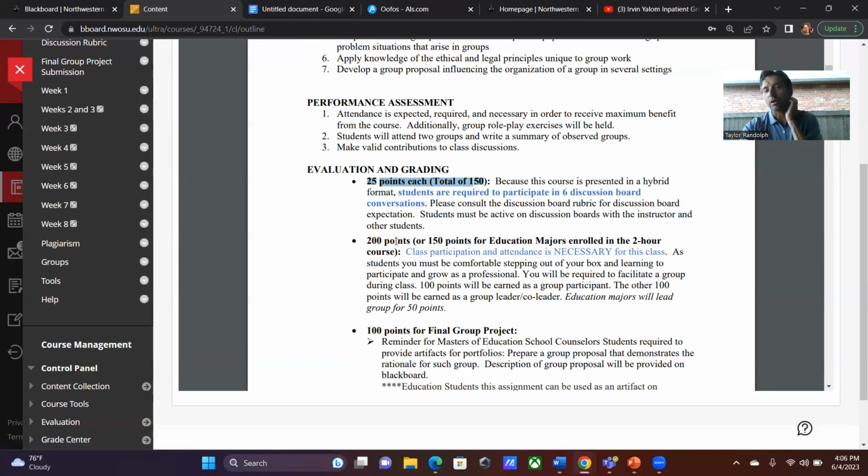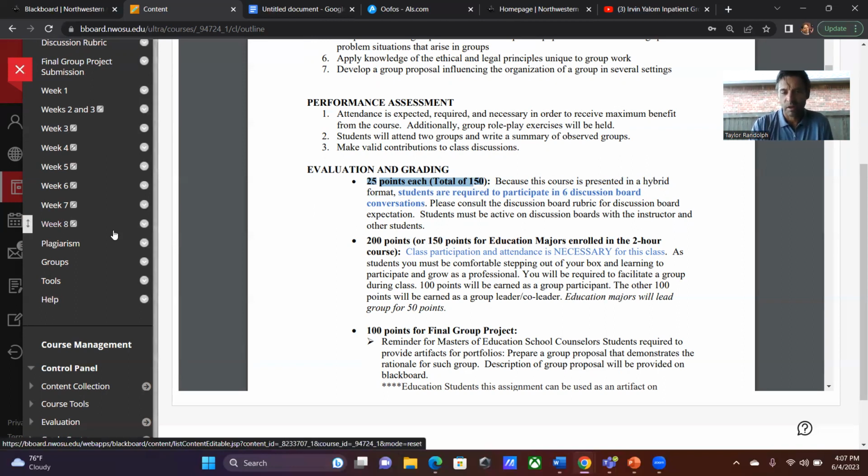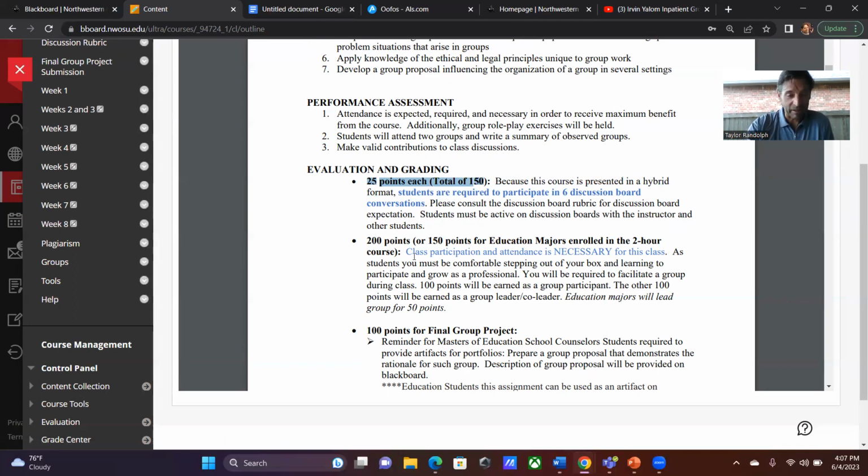As I mentioned before, education majors do not have as much weight on their in-class participation and demonstration, but class participation and attendance is necessary for this class. I posted this somewhere else, but I'd like to reiterate it here. If you're going to have to miss one of our days, they are June 17th, June 24th, and July 22nd. If you have to miss one of those dates, contact me immediately. Those are mandatory.